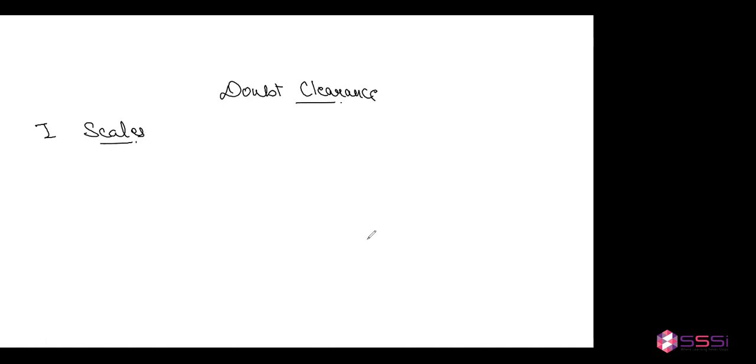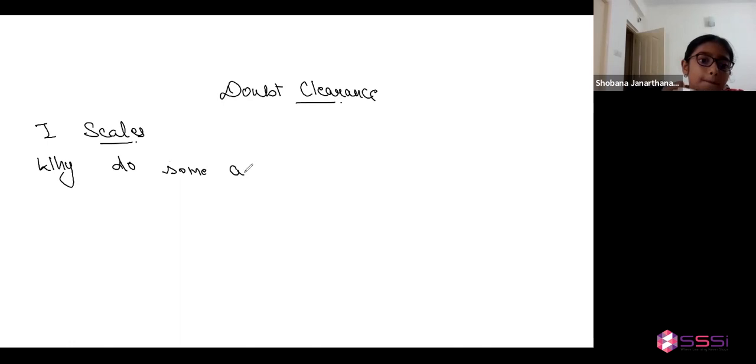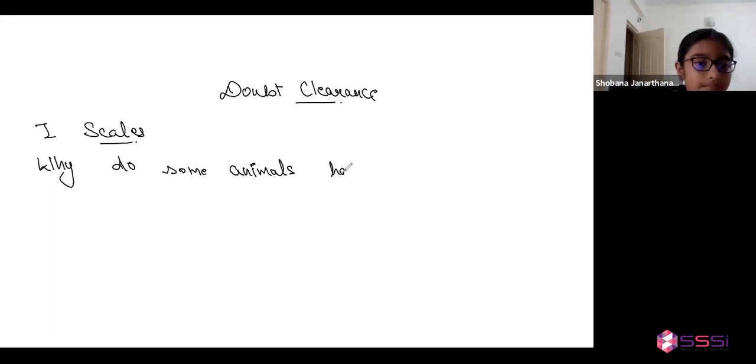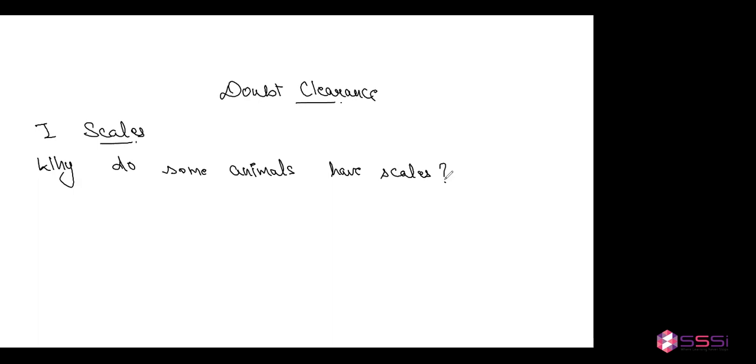So first in this, why do some animals have scales? First question arises, why do some of the animals have scales? No, ma'am, it's not like that. I am making you understand. So a scale is basically a rigid plate that grows on an animal's skin. It's a hard rigid plate on the outer surface of the animals.